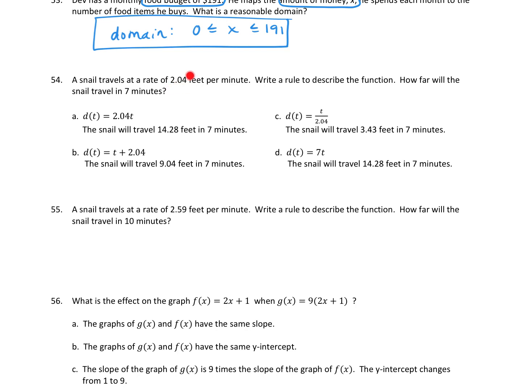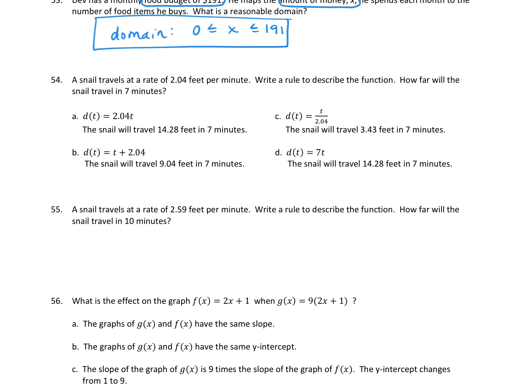So if we take the 2.04 and we multiply it by our number of minutes, so an X or a T for time, whatever the case may be, that will be a rule that describes it. So if we look at our options here, option A says 2.04 times T, that's what we just said. Option B says our time plus 2.04. We don't like that one. Option C is our time divided by 2.04, or option D is 7 times our T.